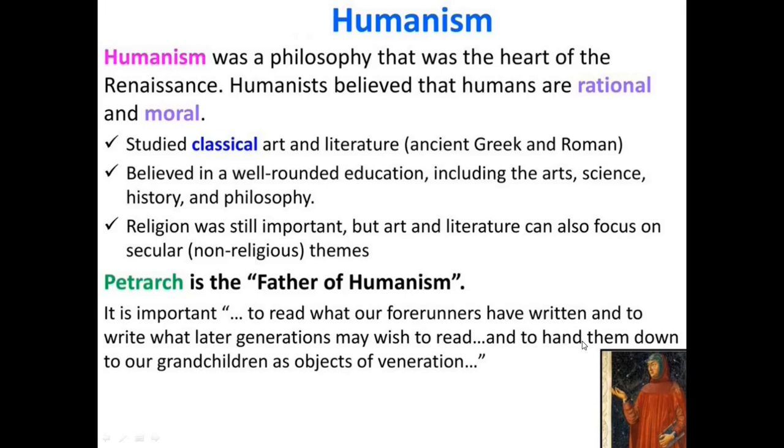At the heart of Renaissance ideology was humanism. It is a philosophy where it is believed that humans are rational and moral. People during the Renaissance period turned to study classical art and literature from ancient Greek and Roman periods. They believed in a well-rounded education, including the arts, science, history, and philosophy. Religion was still important, but art and literature could also focus on secular, so non-religious, themes. The father of humanism is called Petrarch.